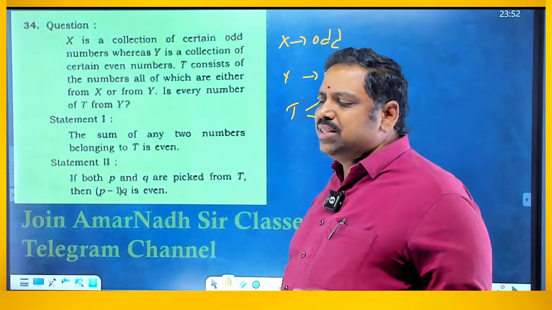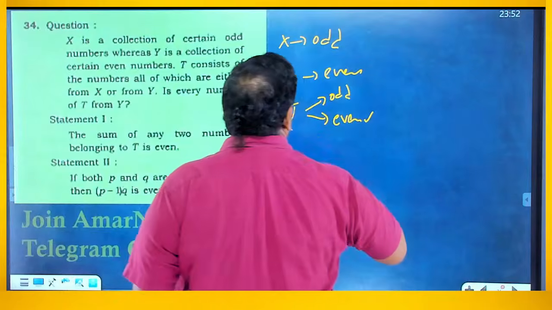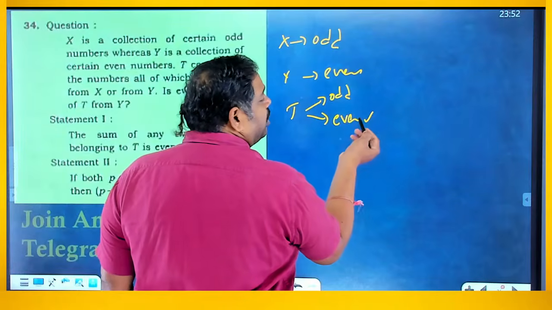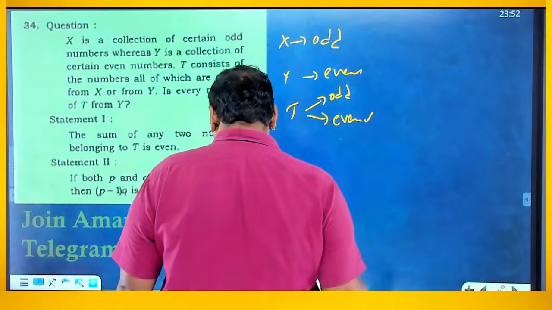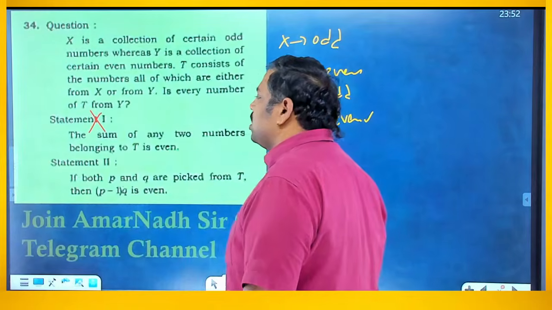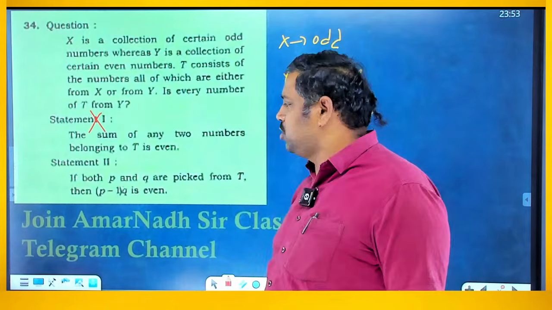Here, no need to explain, because if I take two odd numbers, the sum is even. If I take two even numbers, the sum is even. Automatically, every time it will happen. So for that, no need to pass a statement. That's why this is a zero statement. That's why that is not sufficient to answer that question.